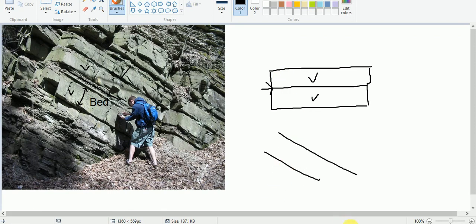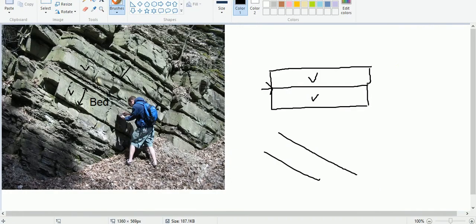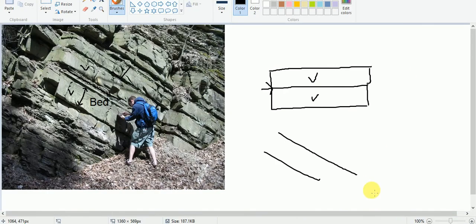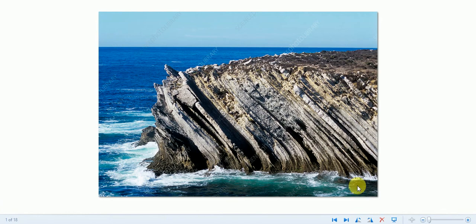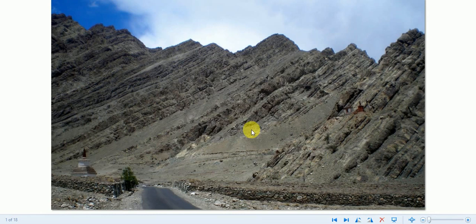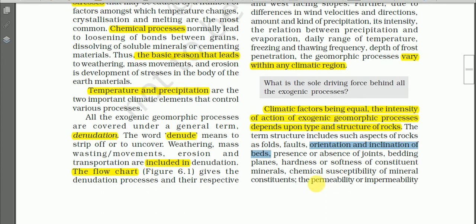Let us see some more photographs. See here, this is an example of a horizontal bedding plane. These are beds, and these are the bedding planes. And one more, this is also another example of a horizontal bedding plane. And again, this is an inclined one. Here the bedding planes are inclined. And one more is here, another photograph showing inclined bedding planes. This comes under the term structure of the rock.